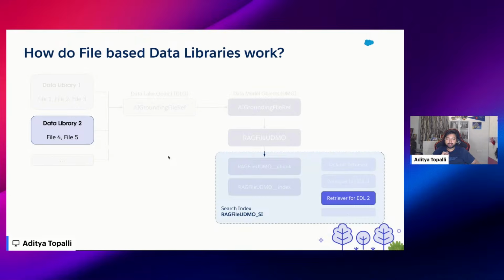Now, one other important constraint is that I told you data libraries can be used in Agentforce agents or bots. So an agent can only use one data library. That's a limitation that we have currently, that you cannot have multiple data libraries for one agent. So one agent can only look at one data library. Which is why there are all these different retrievers in place.